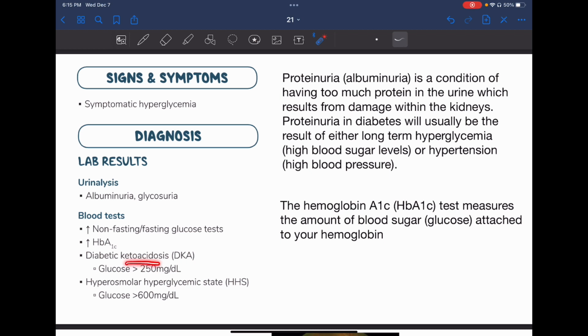Diabetic ketoacidosis happens when the glucose level is more than 250 milligrams per deciliter. And hyperosmolar hyperglycemic state, or HHS, develops when the glucose level is higher than 600 milligrams per deciliter.